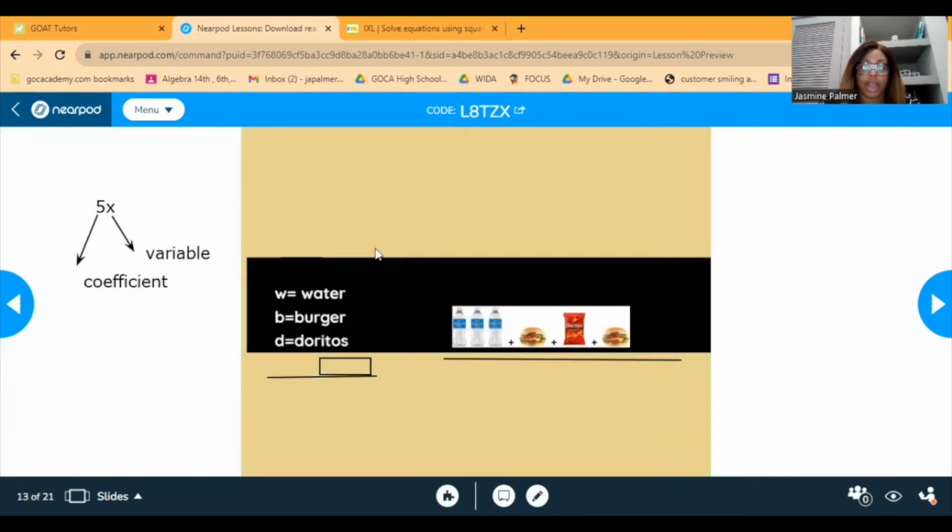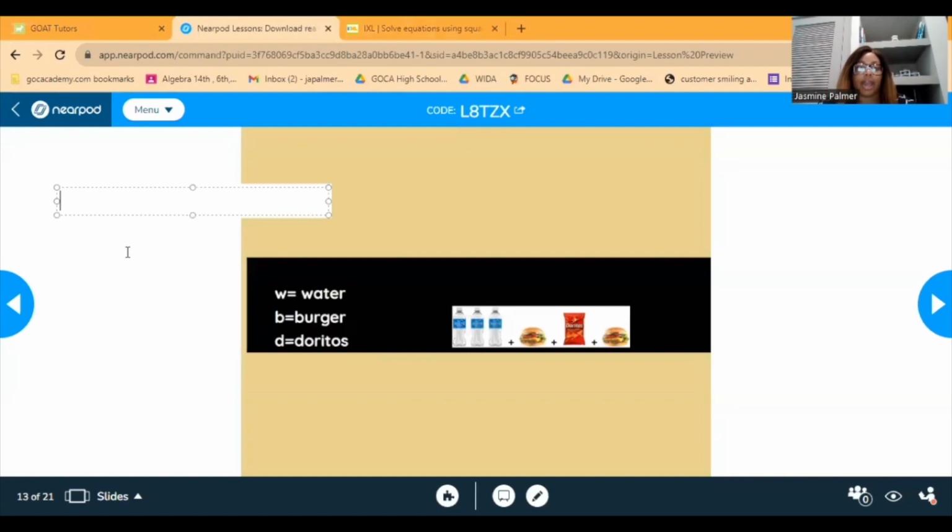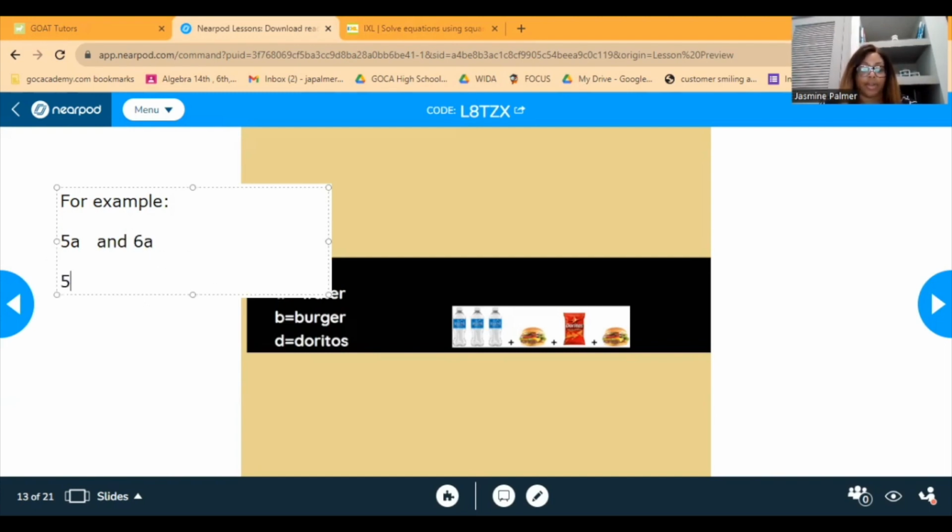So here we have combining like terms, which we're going to review. Like terms have to have the same variable and the same exponent. For example, if I have 5a and 6a, they're like terms because they both have the same variable. If I have 5a squared and 6a squared, they both have the same variable and the same exponent.